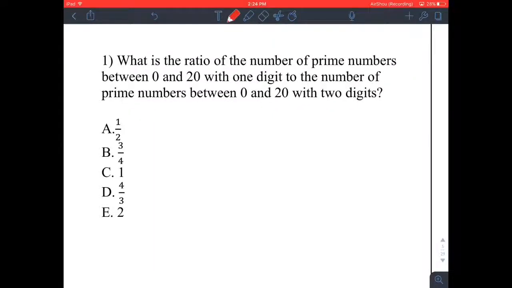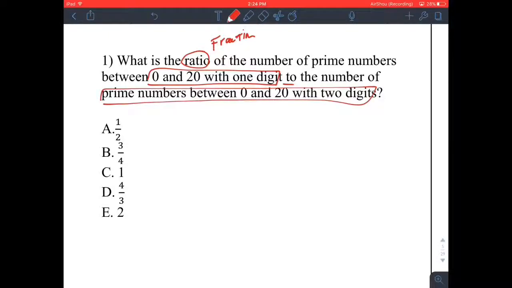First example, what is the ratio? Ratio means comparison of 2 numbers, usually as a fraction. So we're going to write a fraction. We can tell because all the answers are fractions. What is the ratio of the number of prime numbers between 0 and 20 with 1 digit to the number of prime numbers between 0 and 20 with 2 digits?